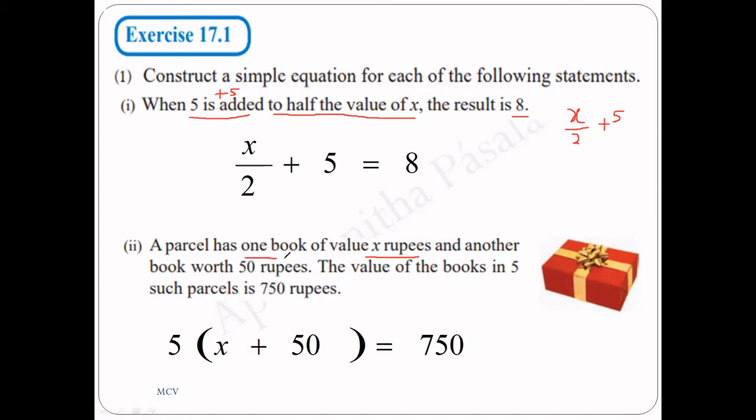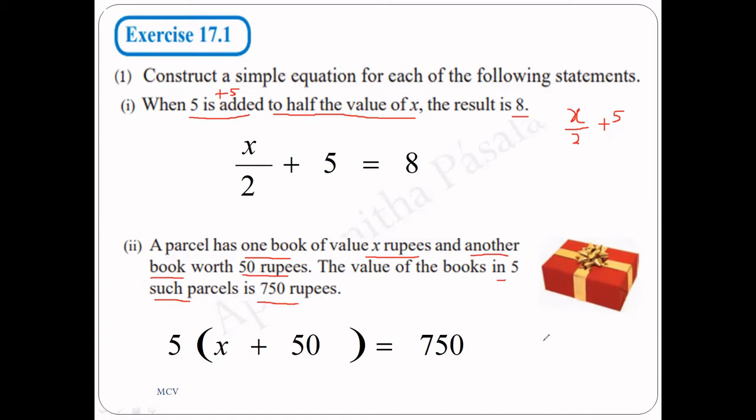One book costs X rupees, and another book is worth 50 rupees. The value of the books in 5 such parcels, we have to get 5 parcels, is 750 rupees. One book X rupees, another book 50.